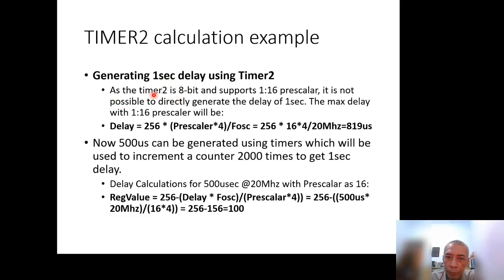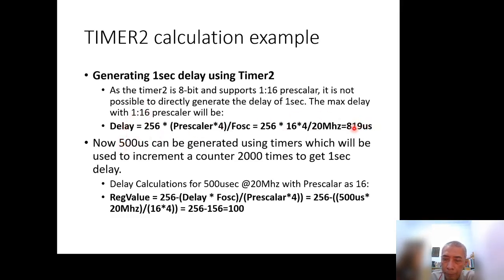Okay, as Timer2 is 8-bit and supports a 1:16 prescaler, it's not possible to directly generate a delay of 1 second, because of the maximum delay with a 1:16 prescaler. You can use the equation, just like I mentioned in the last lecture. The maximum delay is 819 microseconds, not milliseconds, if you use the 16 prescaler.